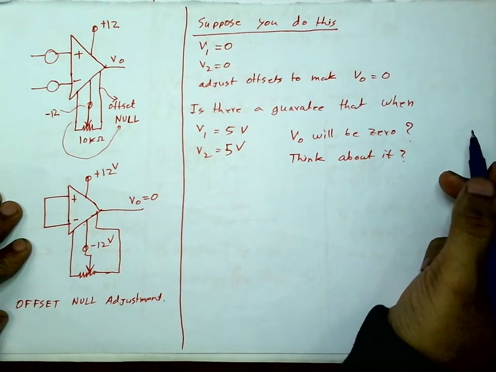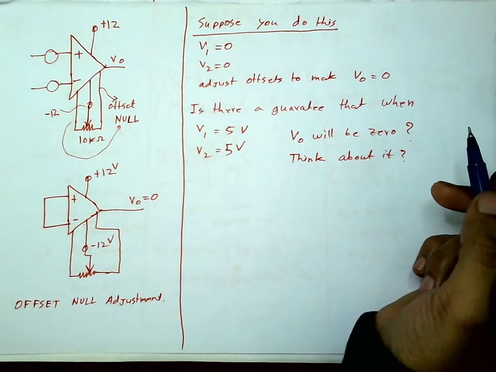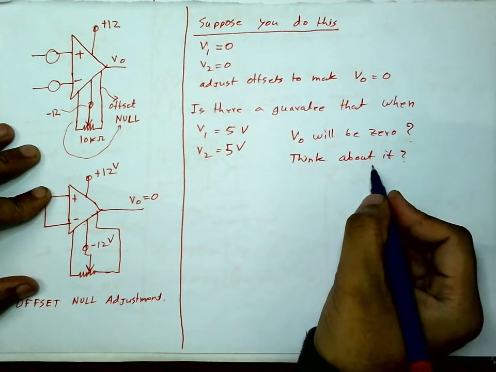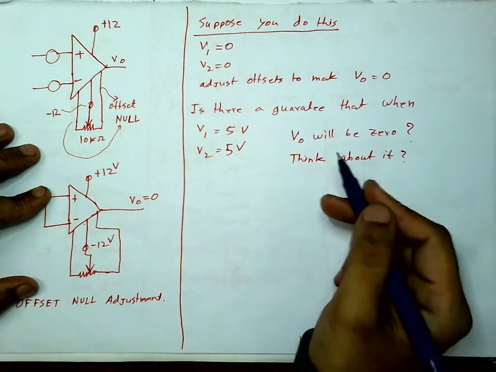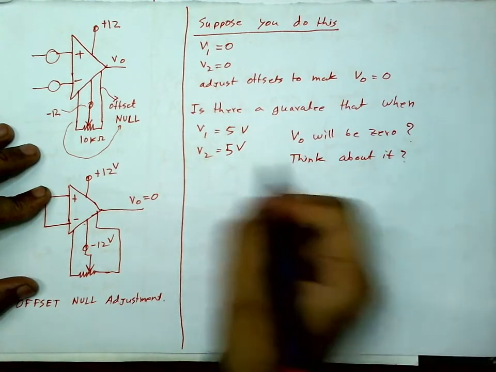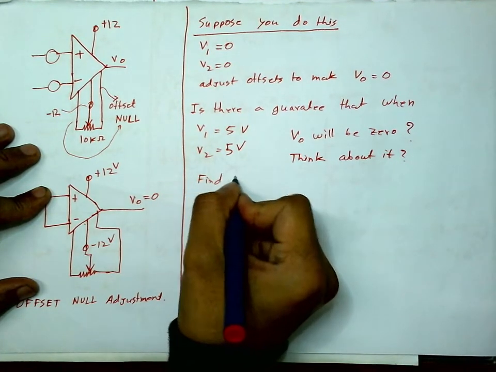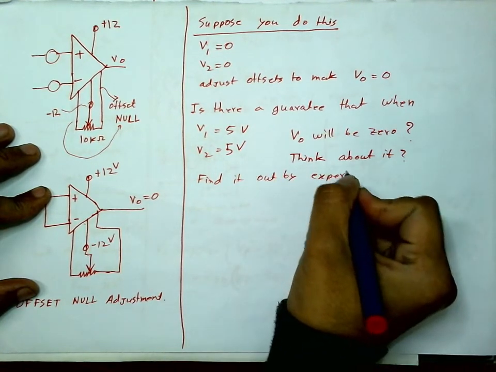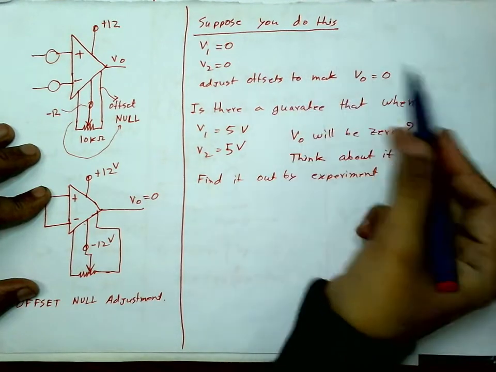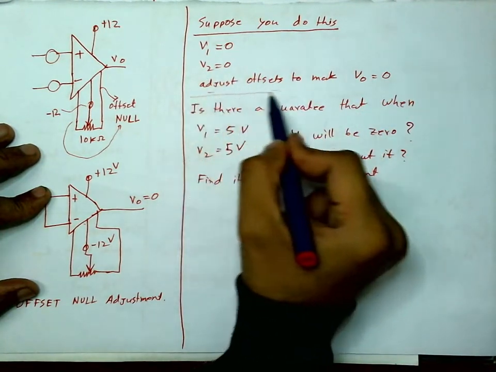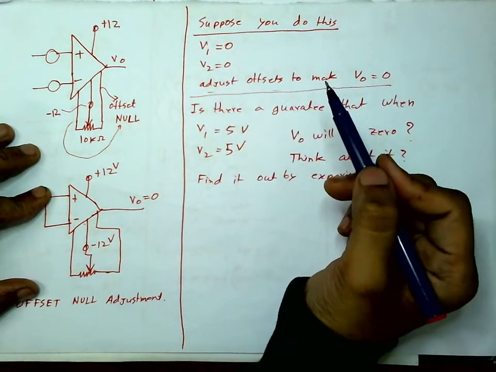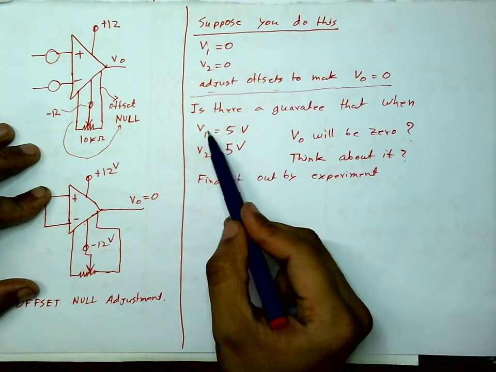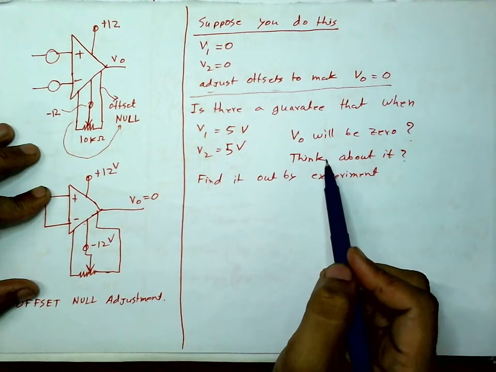I don't know the answer to it. So what you have to do in your experiment in lab, you have to find it out by experiment. Okay? Find it out by experiment. So suppose you do this adjustment when the two inputs are at 0. Now you check whether the output is still 0 when the two inputs are at 5 volt.